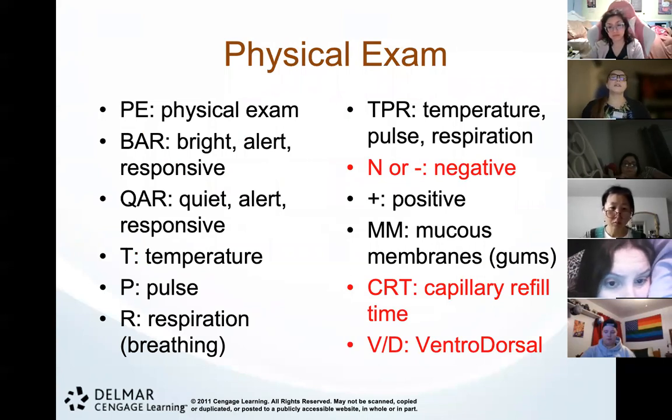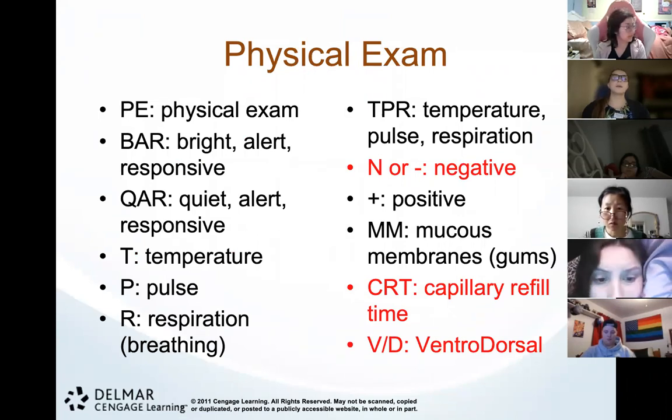N, or the negative symbol, will suggest a negative result. We usually use the plus or minus signs when talking about positive and negative. That's pretty common, but we can also use the POS for positive or N for negative, but it's more common to see the symbols used instead.